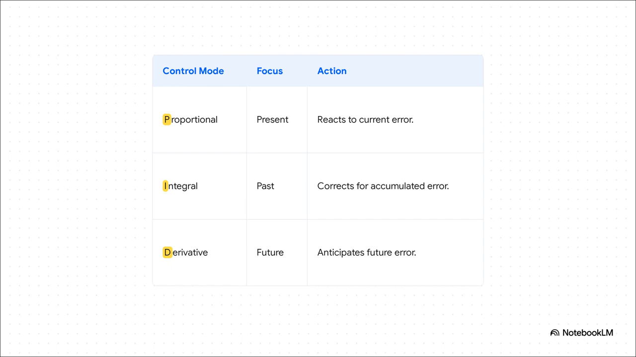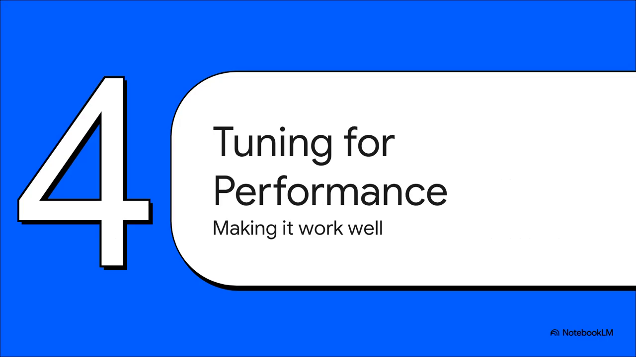And the D, for derivative, looks to the future. It sees how fast the error is changing and says, well, I predict we're going to overshoot the target, so I'm going to ease off a little. It's this powerful combination of thinking about the present, the past, and the future that makes the PID controller so incredibly effective. So, we have our controller, our brain.